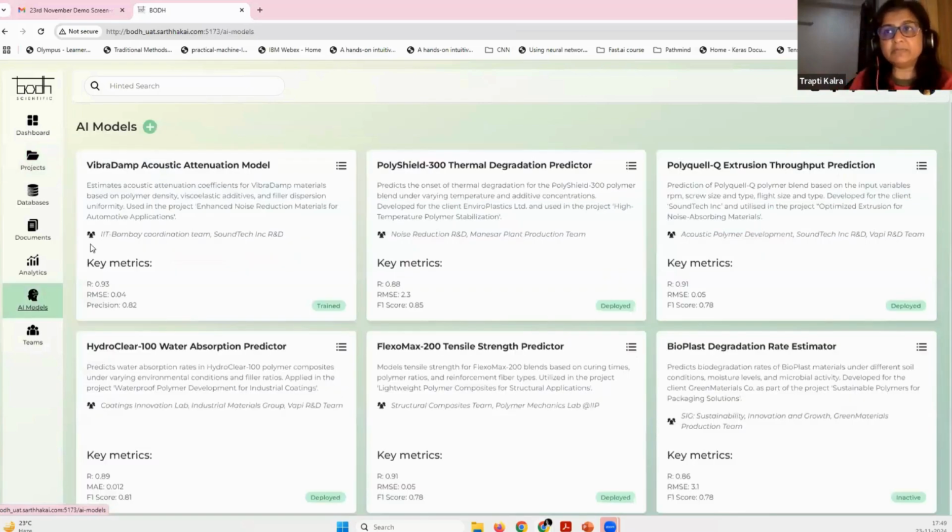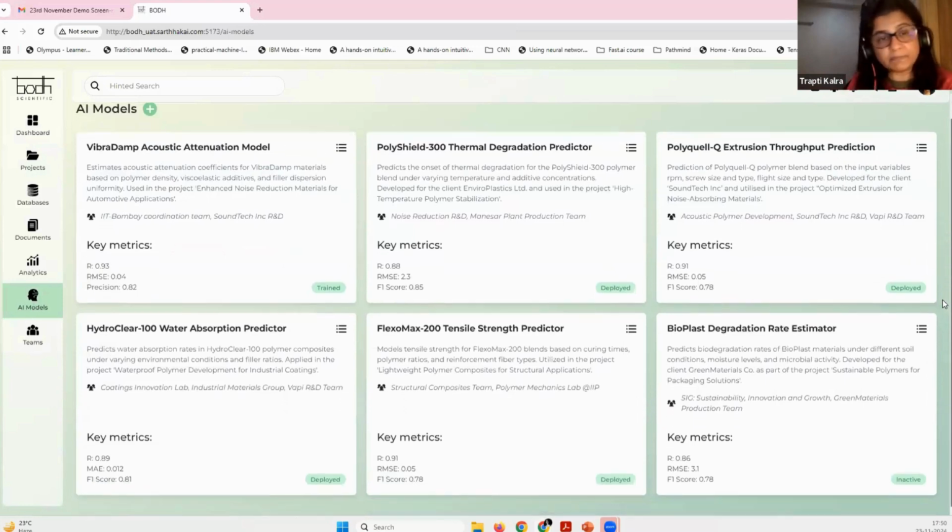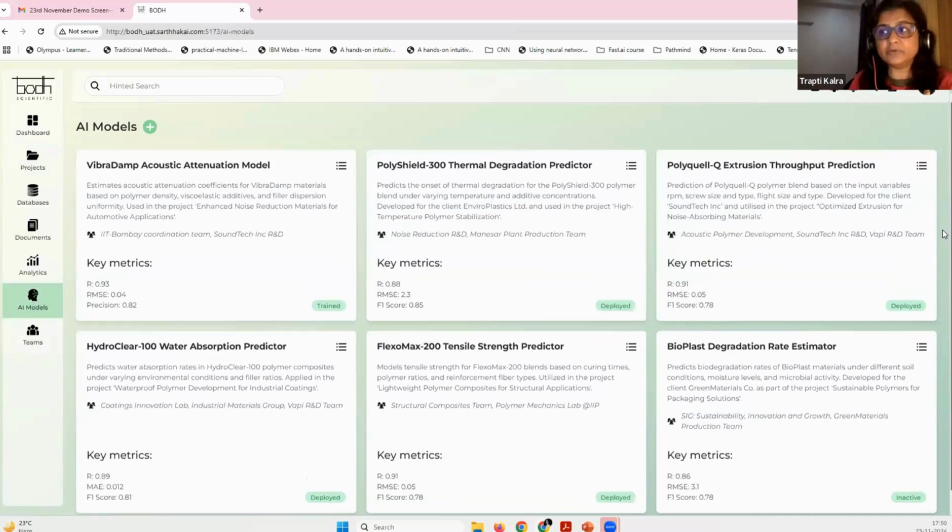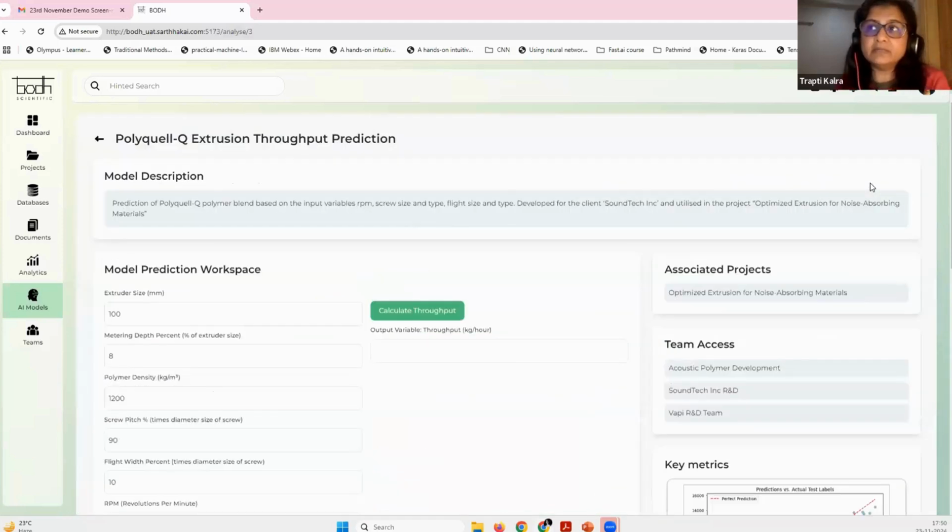And you see, this is a place where for this particular organization, there are multiple models that have been prepared, they have been trained, some of them have been deployed, and this is related to everything that SoundTech Inc. actually does. It's related to their domain, and they leverage these models on and off across different projects. So one such project could be where they're deploying a simple model for actually predicting the extrusion throughput. And that's what the model is. So any team can come and actually use this model.